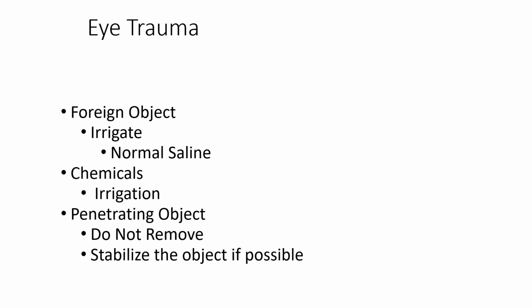Different types of eye emergencies would be your foreign bodies, burns, abrasions, lacerations, or penetrating wounds. With foreign objects, we can irrigate with normal saline. Chemicals are going to depend on what kind of chemical it was as to what you're going to irrigate with. And we're going to make sure we're remembering that if there's a penetrating object, we never remove the object. We want to stabilize the object if possible, but we are never to remove the object.